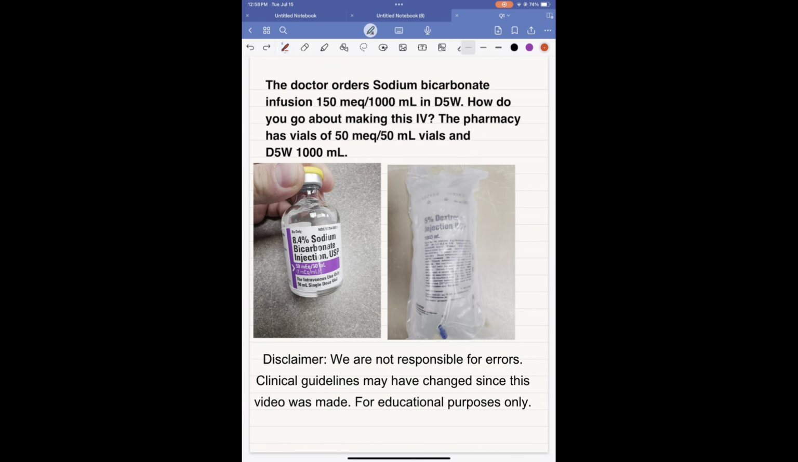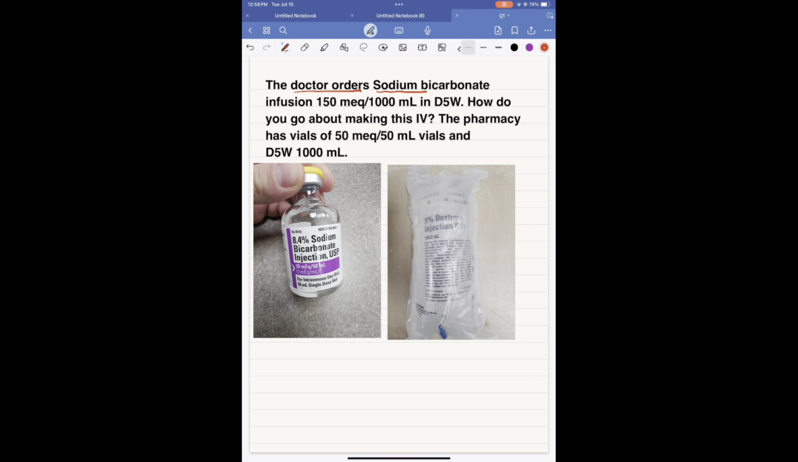All right, so a doctor writes an order for a sodium bicarbonate infusion, 150 mEq per 1,000 ml D5W. The vials we have are 50 mEq per 50 ml. D5W 1000 is the bag that we have. Take a look at this vial: 1 mEq per 1 ml is the concentration. The bag we have is 5% dextrose, 1,000 ml.